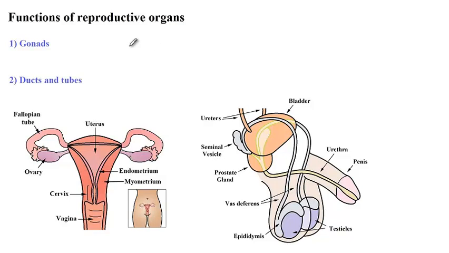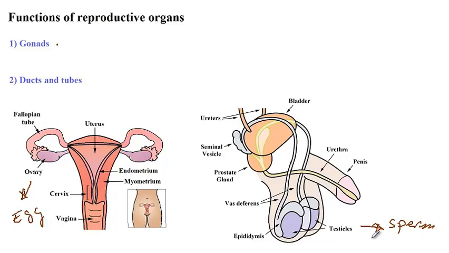So the first reproductive organ is gonads, where in females it's called ovaries. So here we have ovary in female, and in males it's called testes. And their function is to produce sex hormones and gametes. So ovaries and testes will produce sex hormones and gametes. Like for instance, here they produce sperm, and in female it produces an egg.